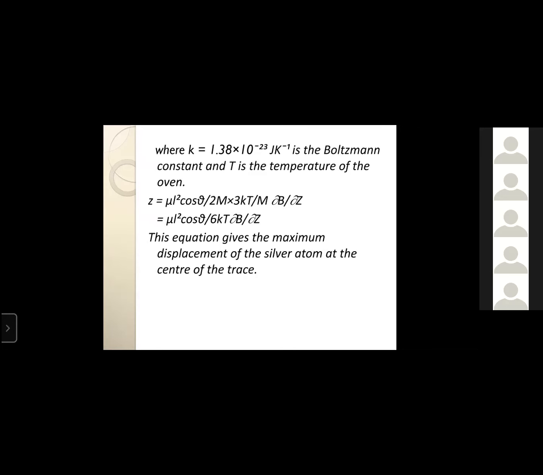Then we get Z = μL² cos θ / 2m × (3kT / m) × (∂B/∂Z). After solving the equation, we get μL² cos θ / 6kT × (∂B/∂Z). This equation gives the maximum displacement of the silver atom at the center of the trace.